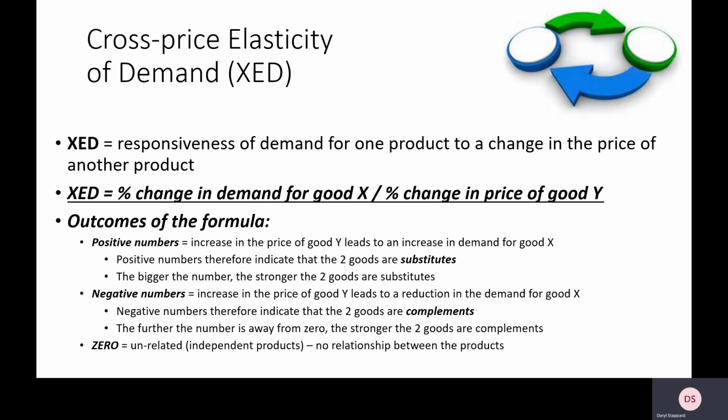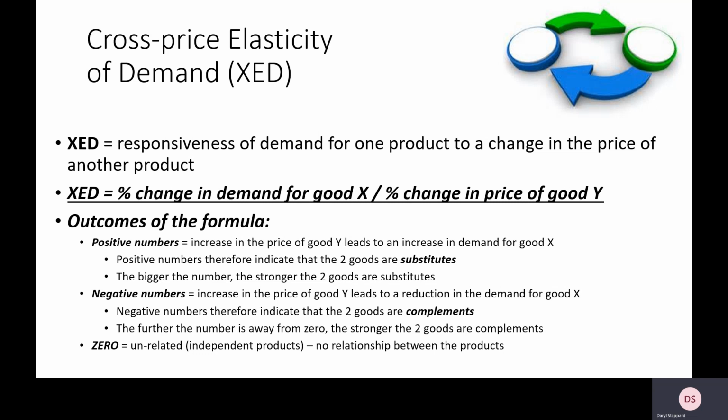Now, when we're dealing with complementary products, we'd expect to get from the cross ED formula negative numbers. So if you increase the price of one product, it would lower the demand for the other product. If you lower the price of one product, it would raise the demand for the other product. So to give you some examples, if you were to increase the price of a PlayStation games console, that will probably lower the demand for the games. It's a negative relationship between the two.